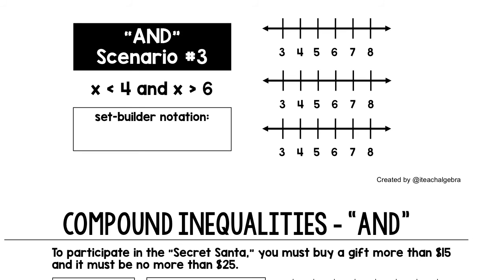Last scenario here, X is less than 4, circle on 4, shade to the left. X is greater than 6. It's going to be a circle on 6 and shade to the right. These overlap nowhere. Impossible. So this set builder notation, oh my, it gets worse as we go. X given that, there is no solution. We don't shade anything on our line. There is nowhere, no number that's both less than 4 and greater than 6.